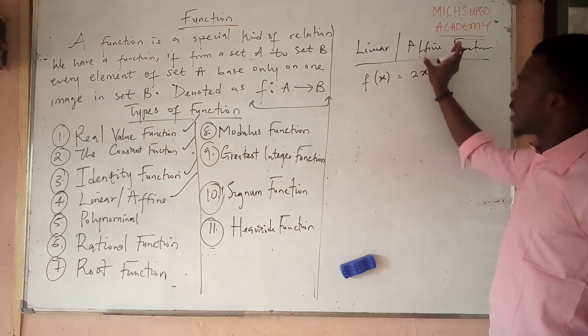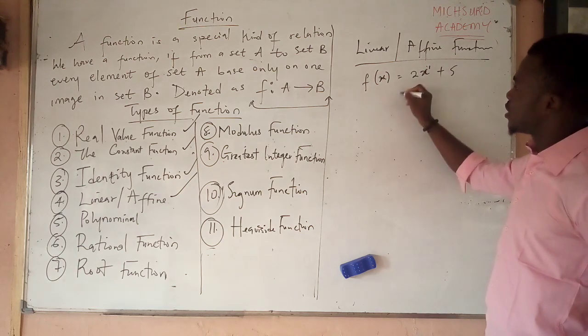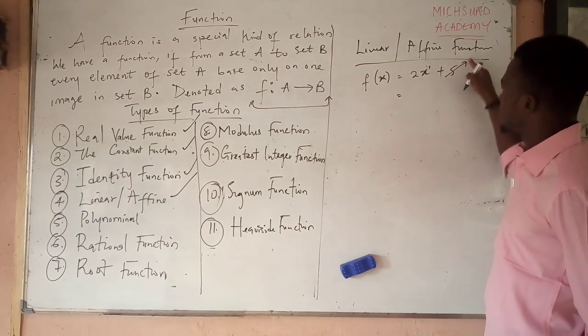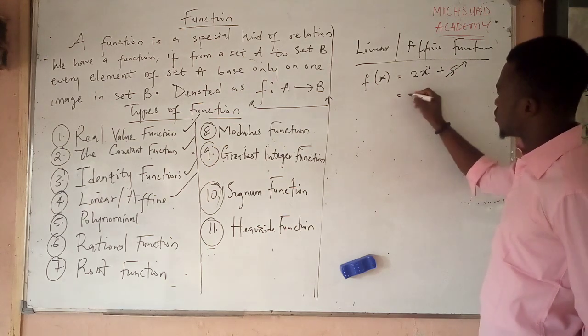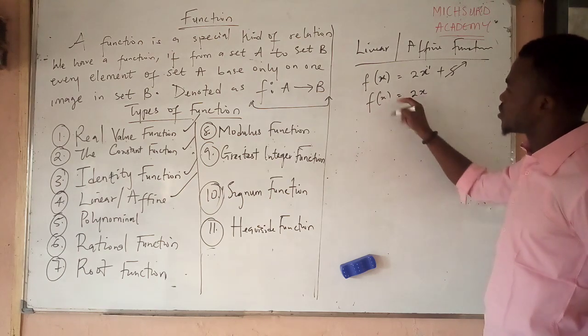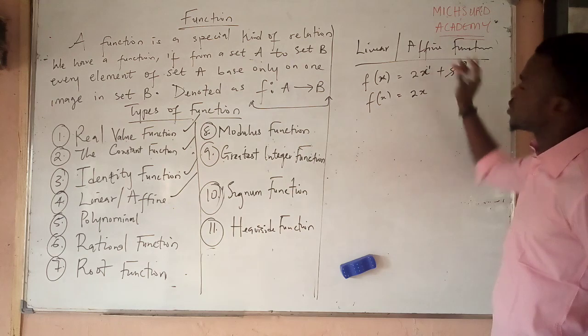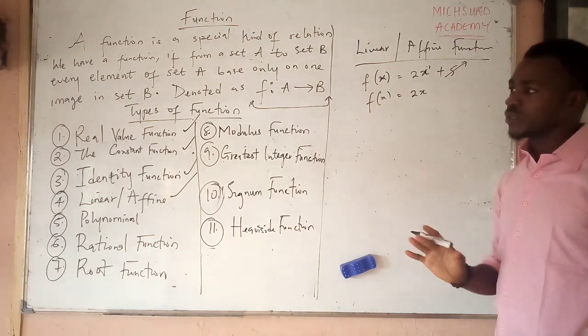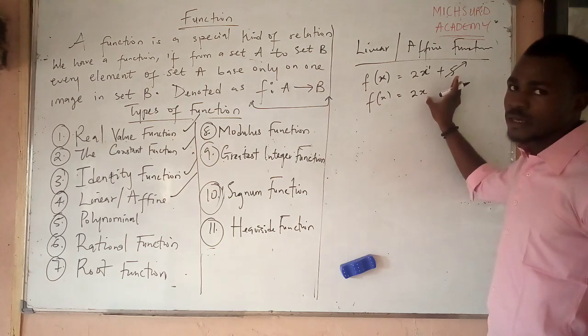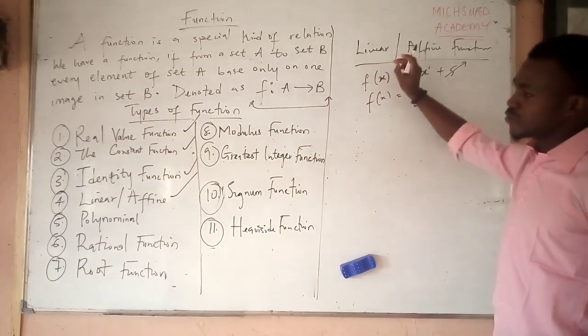Now when we talk about the affine, it's just a case whereby we don't include this constant, so that the affine function can now be 2x. So if we have such a function like this, we refer to it as the affine function. So for the affine function, we do not have the constant there. Okay, that is just the difference between them.